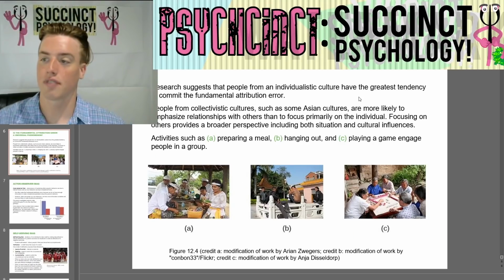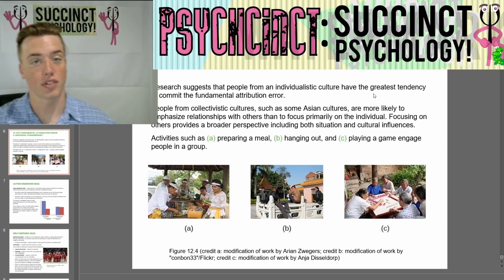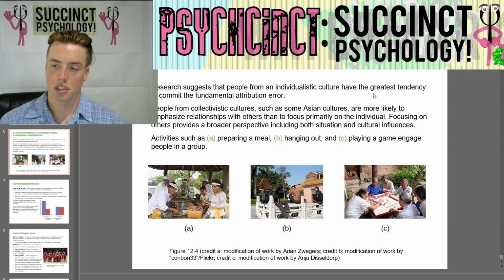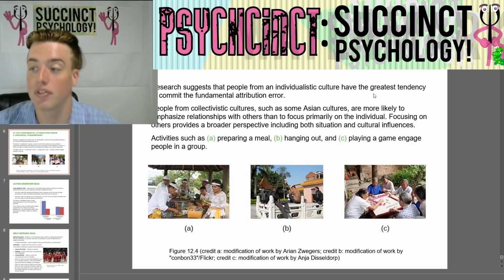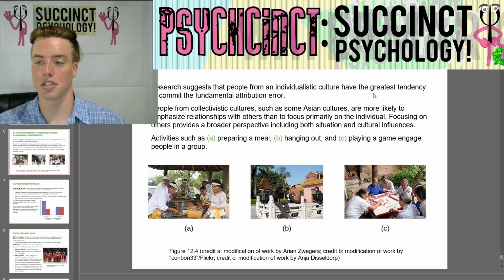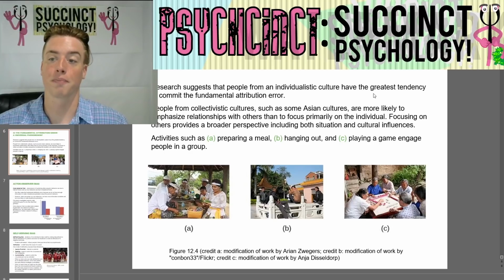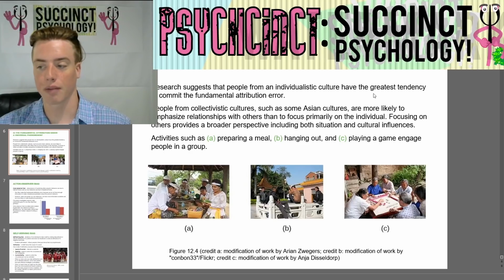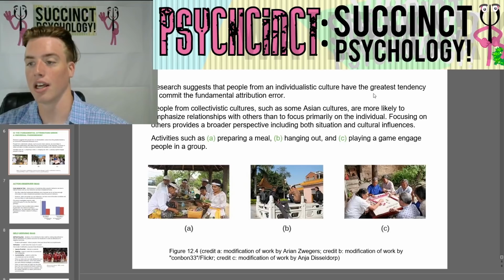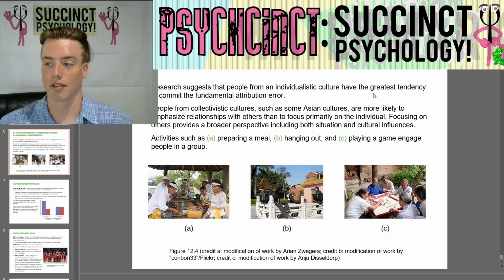Now, is the fundamental attribution error a universal phenomenon? Does it occur everywhere? Research suggests that people from an individualistic culture have the greatest tendency to commit the fundamental attribution error. People from collectivistic cultures, and we talked about the difference between a collectivistic versus individualistic culture in the most recent video, so part 3 of chapter 11. So, anyways, just letting you guys know if you wanted more detail about that.